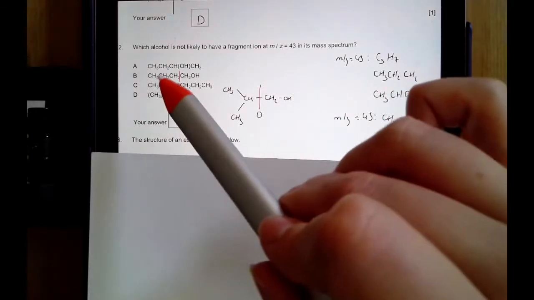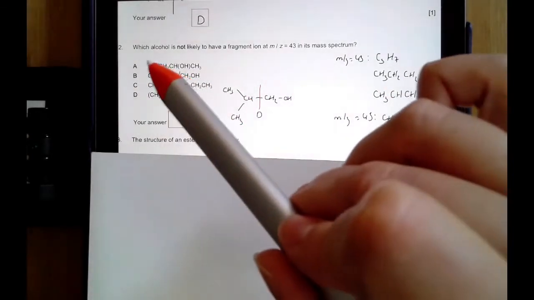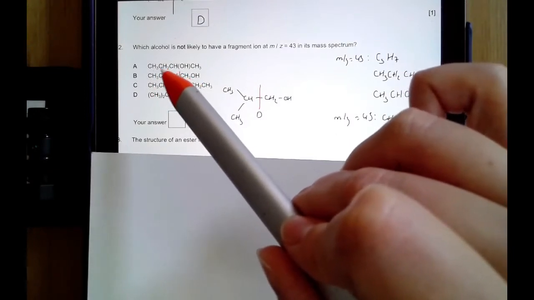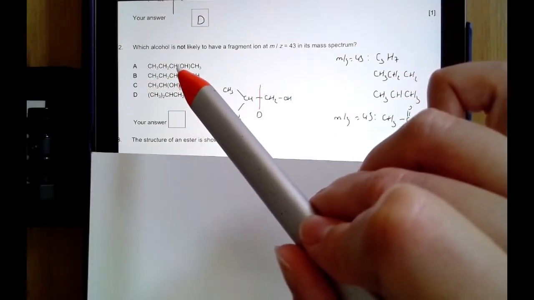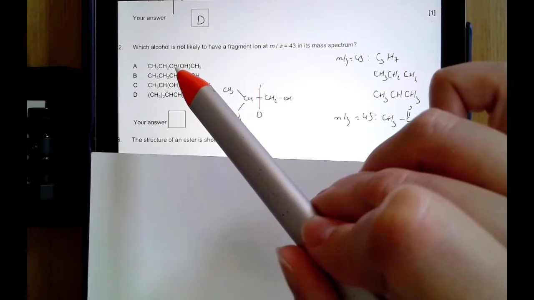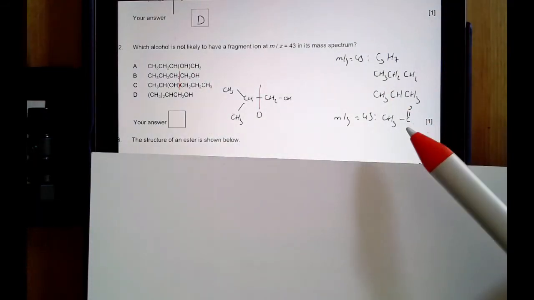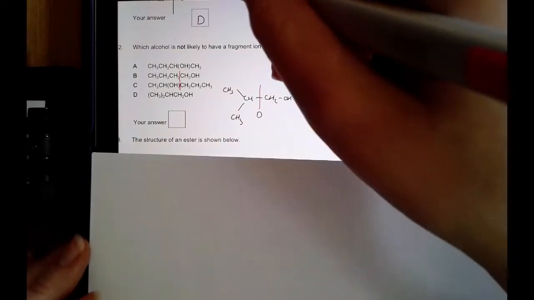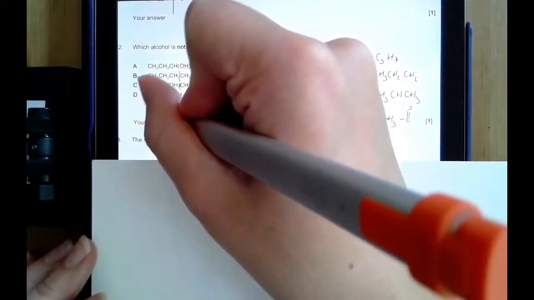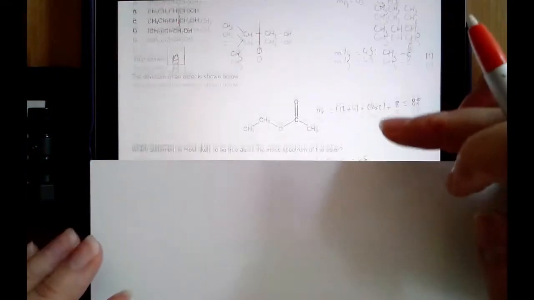Okay. However, A, if you look at A, even though yes, you've got 3 carbons bonded together there, that final carbon only has 1 hydrogen on it. I'm not going to get my mass charge ratio of 43, and there's no carbon double bond oxygen, so this other option doesn't even come into it. So your answer there is going to be A. That's the one that is not going to give you that fragment.